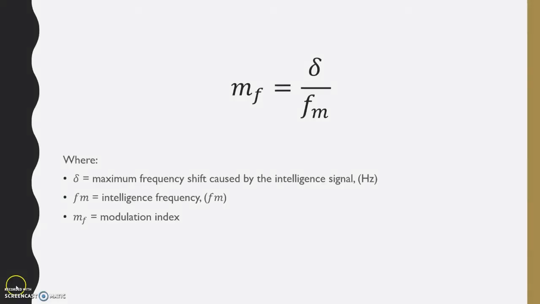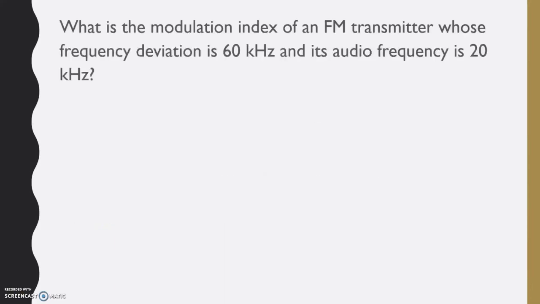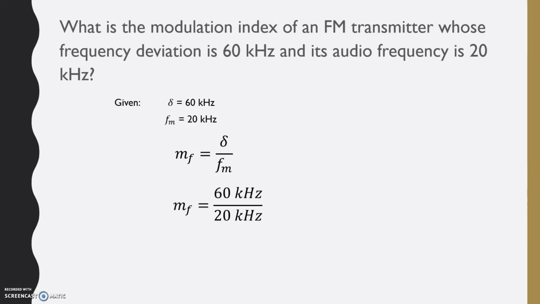And now, let's have an example. What is the modulation index of an FM transmitter whose frequency deviation is 60 kHz and its audio frequency is 20 kHz? The given in this example is that the frequency deviation or delta is 60 kHz and the audio frequency or the f sub m is 20 kHz. Plugging the given into the equation gives us a quotient of 30 kHz.